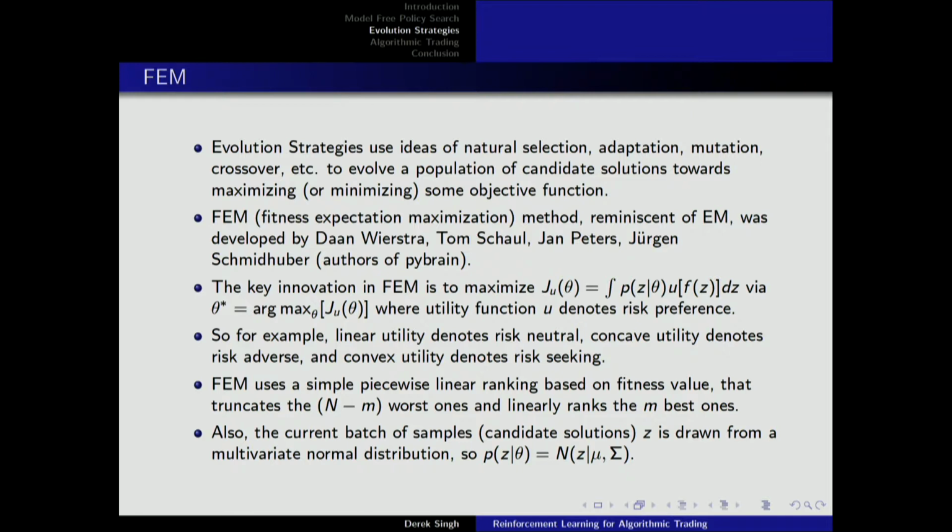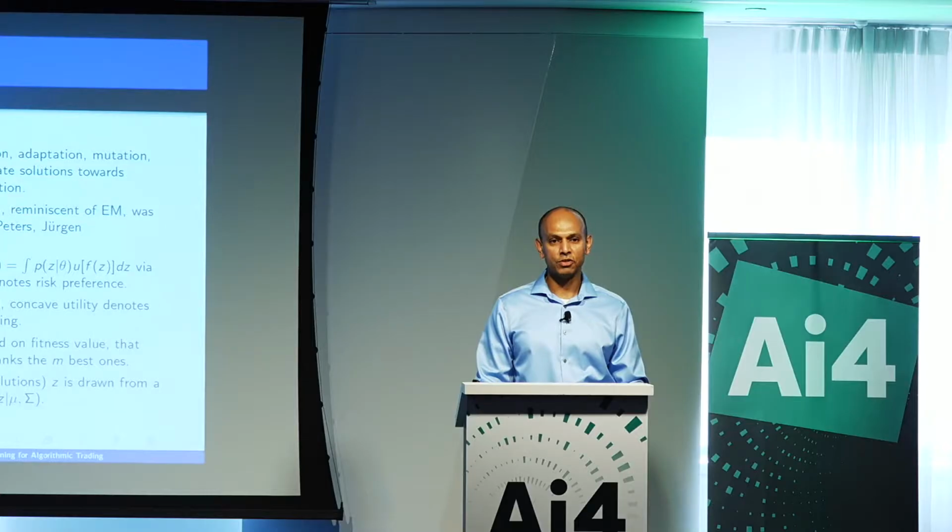And so if you look at this, that we want to maximize, the J of theta function here, you've got this U term, this U of f of z. So this U is new. Before we were just essentially computing the fitness or the reward, f of z, but now we're ranking it based on utility. So what this helps you capture is the risk-averse or risk-seeking preference of the investor, or whoever is trying to solve this problem.